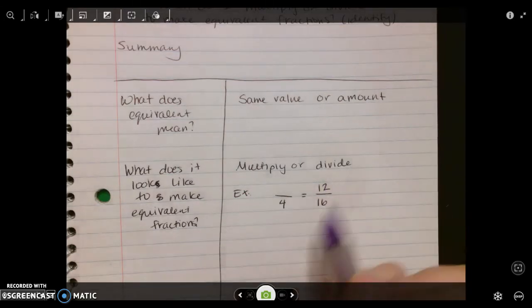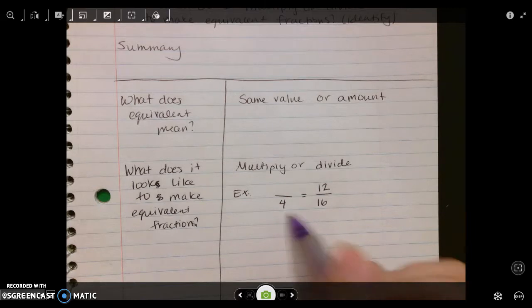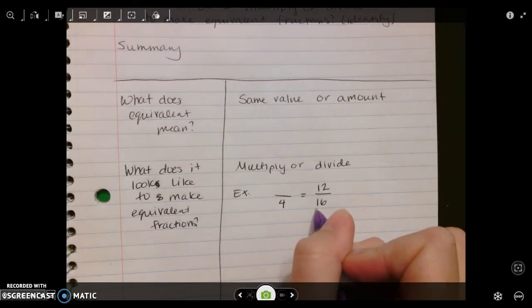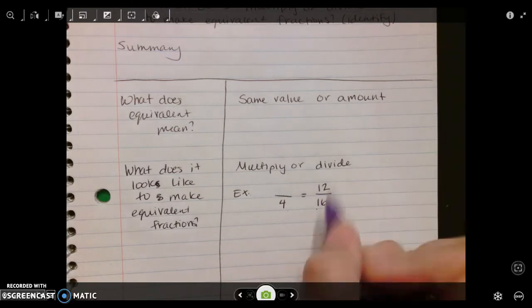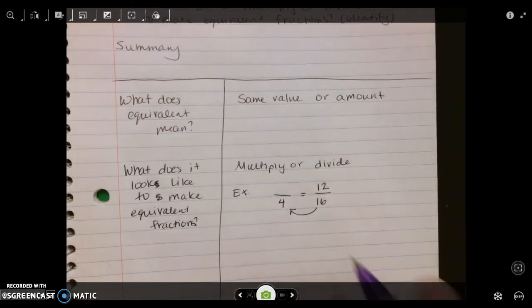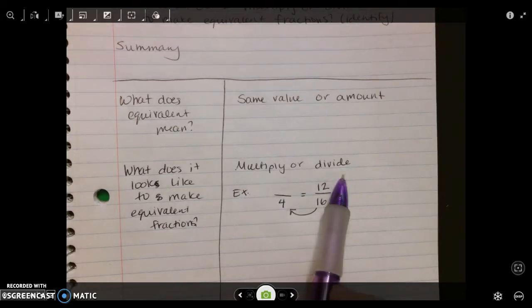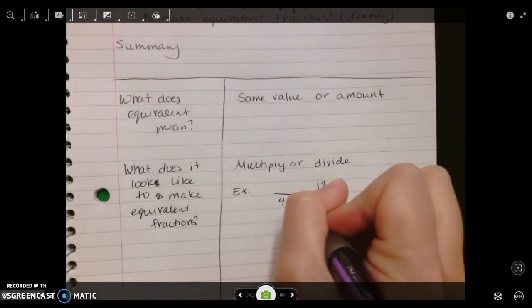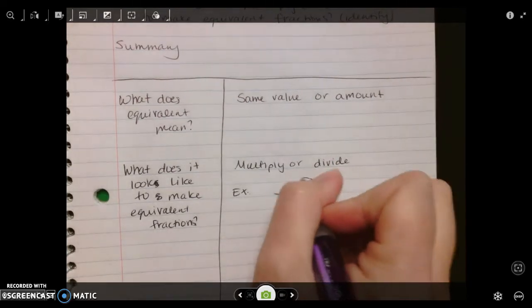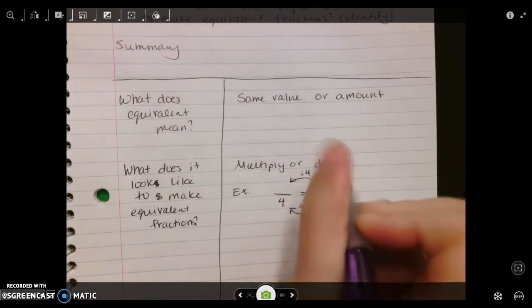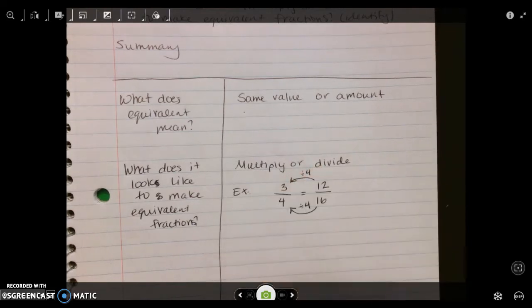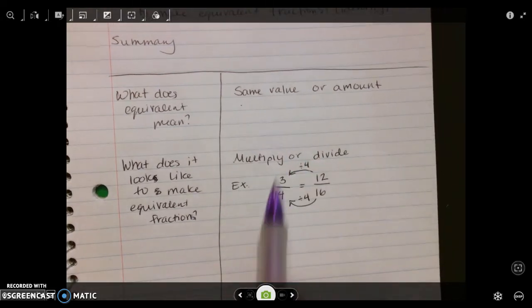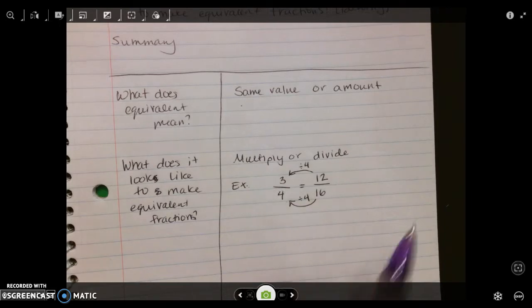Now, what I tend to do is look at how I get from my whole fraction to my partially filled fraction. So I see 16. I'm thinking in my head, how do I get from 16 to 4? It has to be multiplying or dividing. Well, I know I'm dividing by 4. So then I have to do the same in the numerator, because remember it stands for the same when it's equivalent. So 12 divided by 4 is 3. So 3/4 is an equivalent fraction to 12/16.